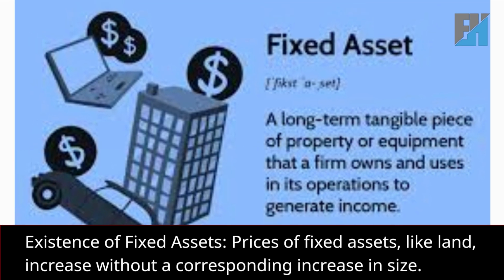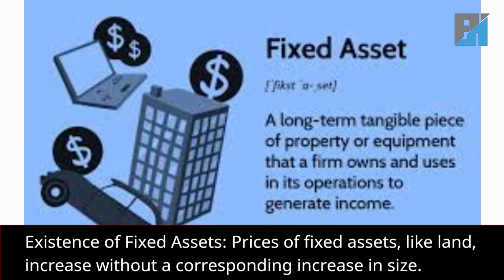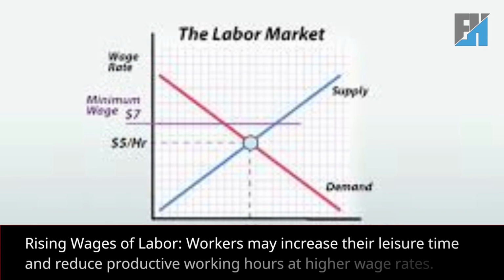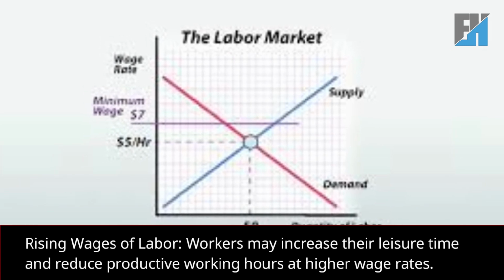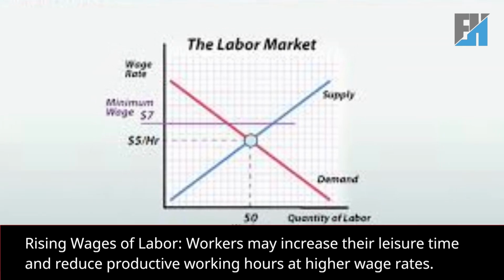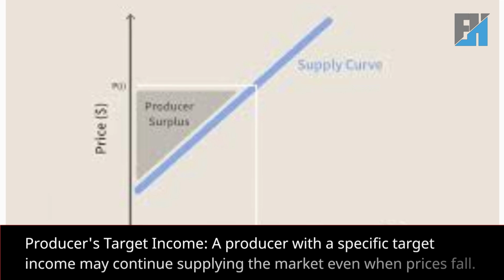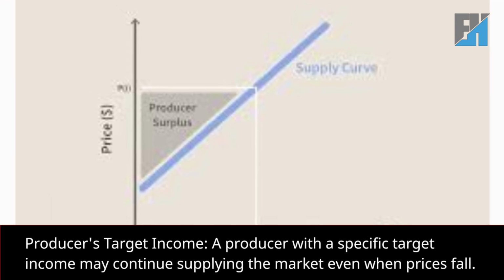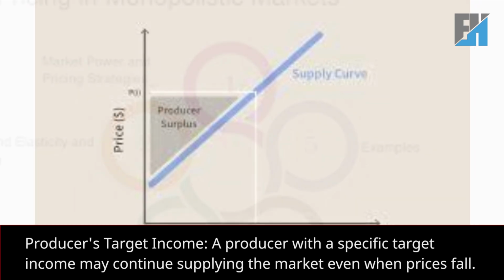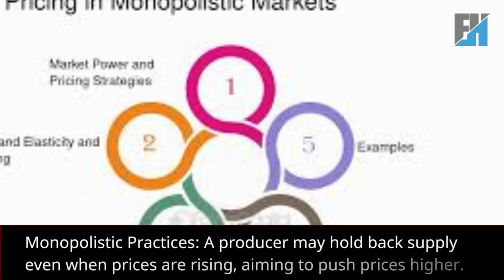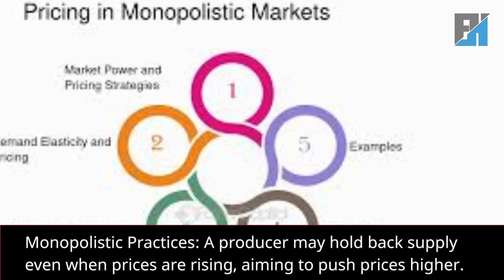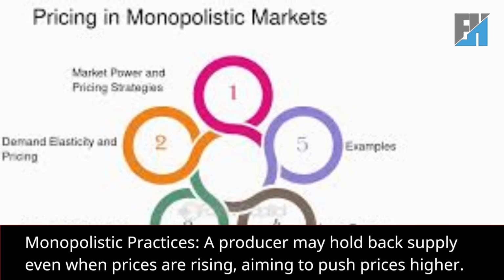Causes of abnormal supply include existence of fixed assets. Prices of fixed assets, like land, increase without a corresponding increase in size. Rising wages of labor. Workers may increase their leisure time and reduce productive working hours at higher wage rates. Producer's target income. A producer with a specific target income may continue supplying the market even when prices fall. Monopolistic practices. A producer may hold back supply even when prices are rising, aiming to push prices higher.